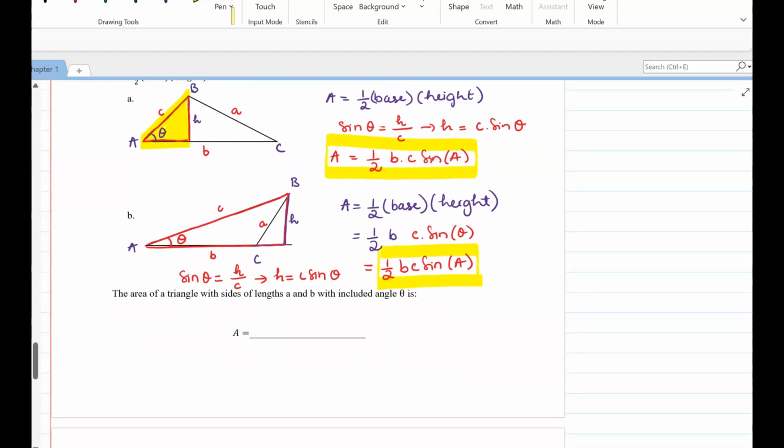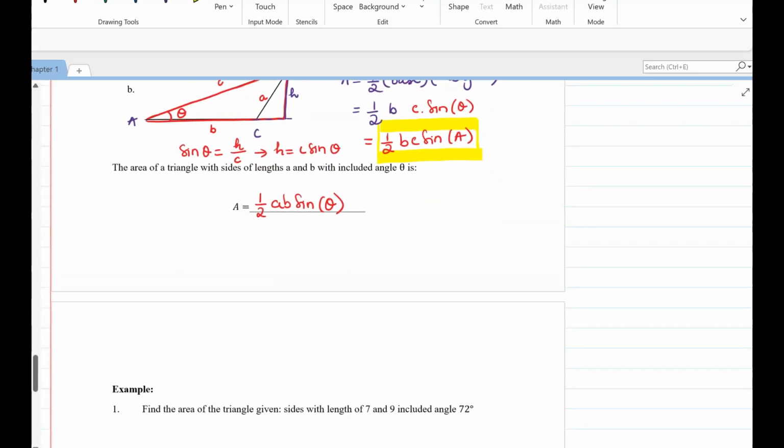So note here that you can see the area of the triangle with side lengths A and B with the included angle theta. The included angle theta is the angle in between sides A and B, or in this case, the angle A, and you are given the lengths of B and C. Then the area equals 1/2 BC times sine A. I can write this in general: the area of a triangle with side lengths A and B and included angle theta is 1/2 AB times the sine of the angle in between.